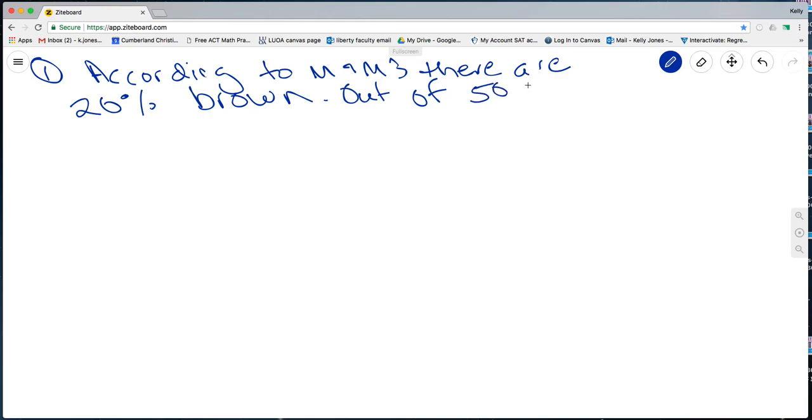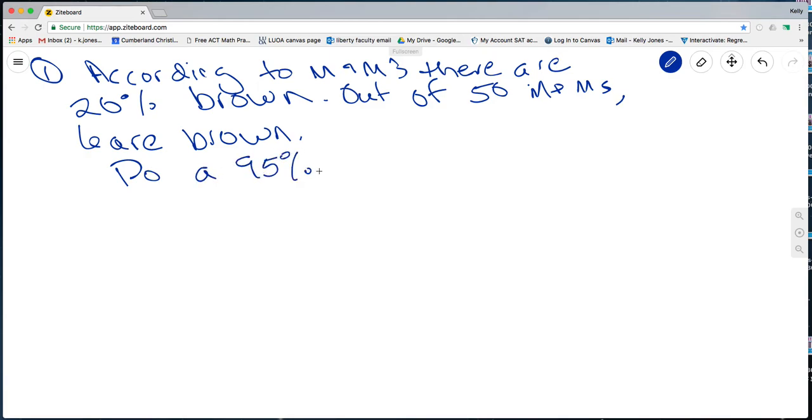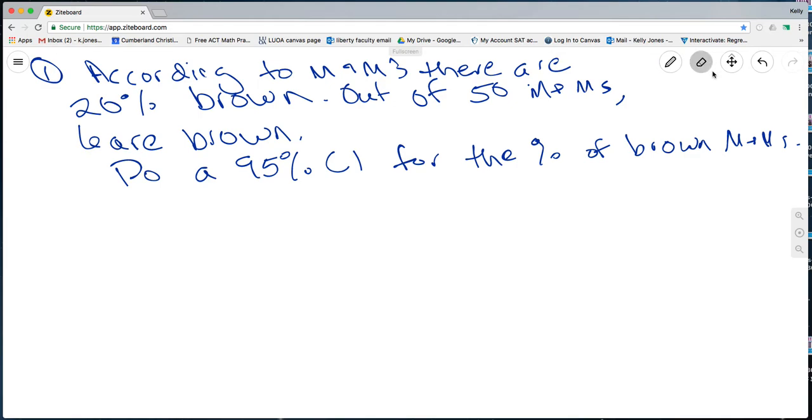So, out of 50 M&Ms, 6 are brown. Do a 95% confidence interval for the percent of brown M&Ms. So that is our question, and that's what it would kind of look like.